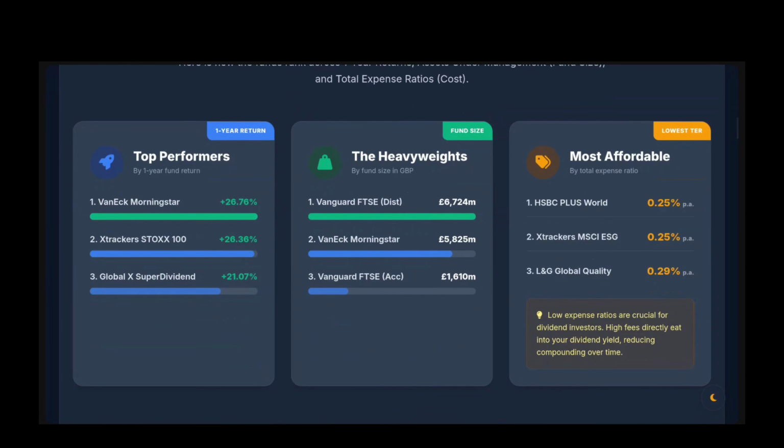Why do expense ratios matter so much? Low expense ratios are crucial for dividend investors. High fees directly eat into your dividend yield, reducing your compounding over time.